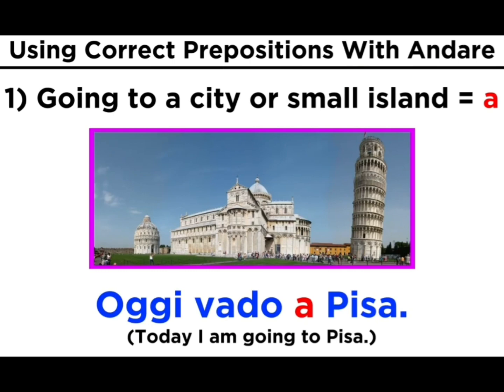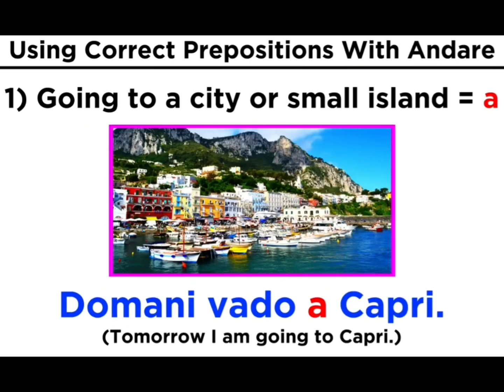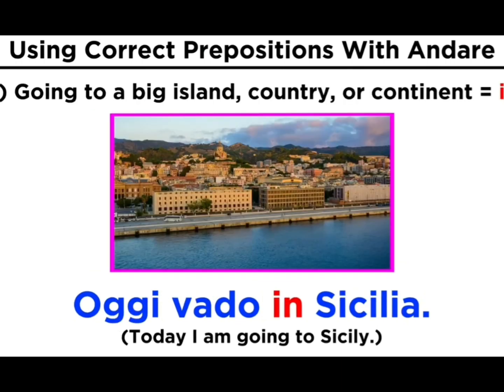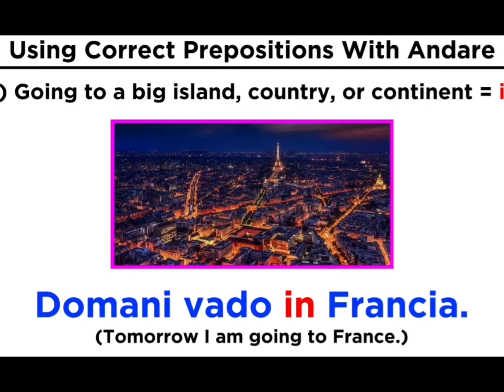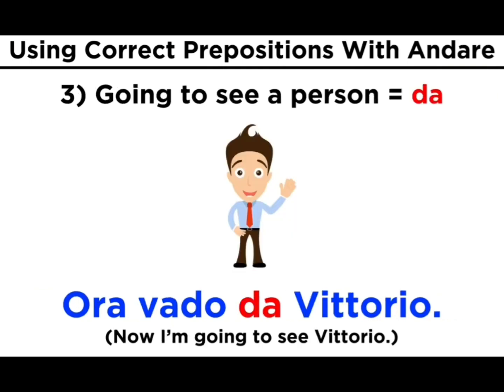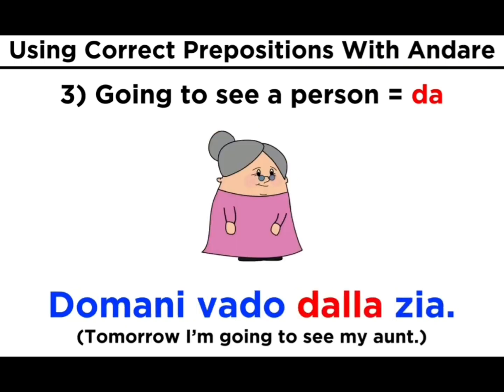Oggi vado a Pisa. Domani vado a Capri. If you are going to a big island, country, or continent, you use in. Oggi vado in Sicilia. Domani vado in Francia. If you are going to see a person, you use da. Ora vado da Vittorio. Domani vado dalla zia.